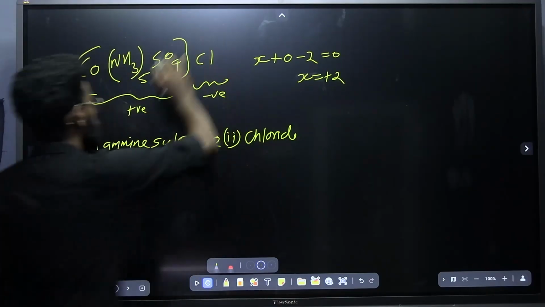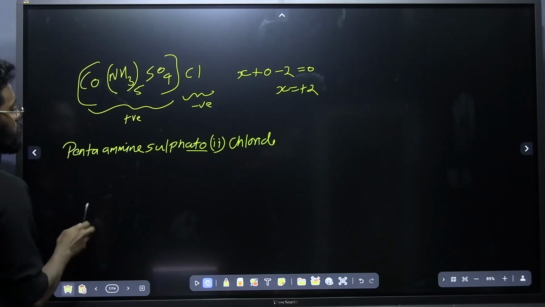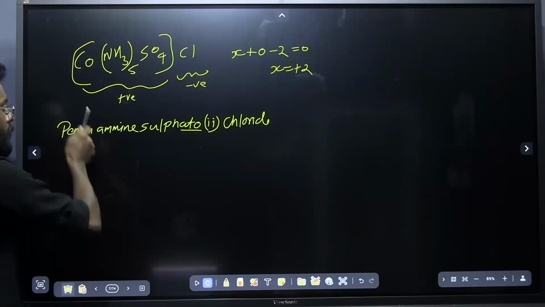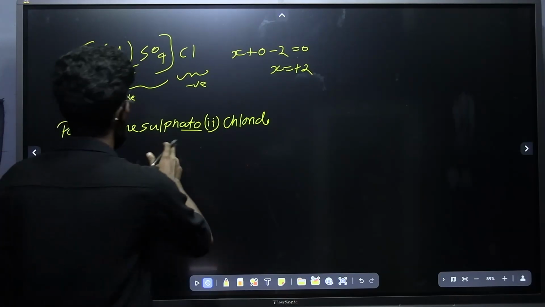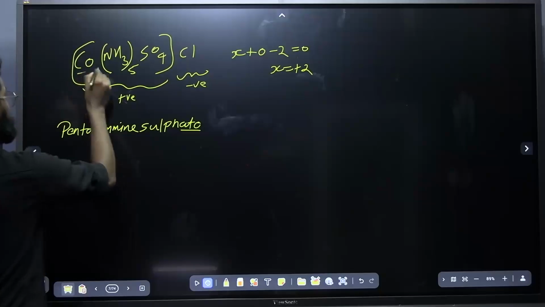Sorry, not ligand, our counter ion, that is chloride. This is how you have to name the coordination compound. Have you got it? First the cation, and in the cation, the ligands first. Ligands should be in alphabetical order. Then penta, then sulfato.